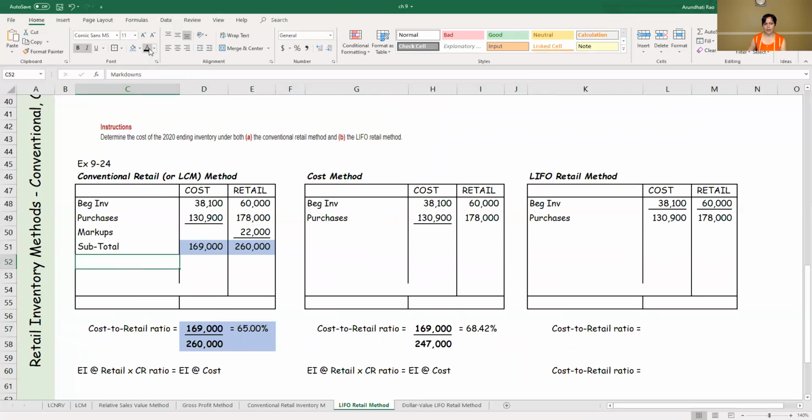I then subtract my sales. I'm sorry, before I get to the sales, I'll list my markdowns. That's over here in this column.